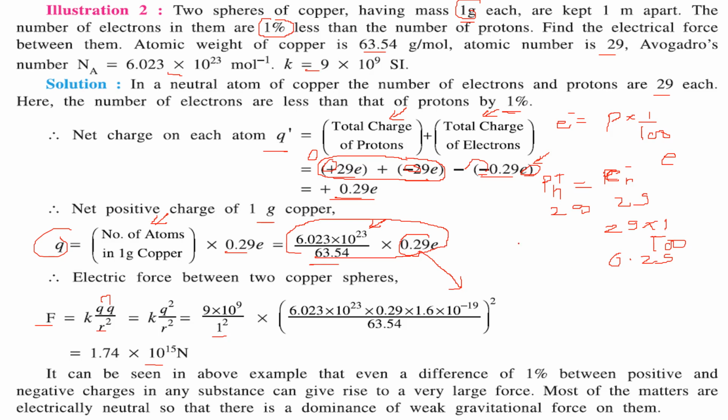So in this example, you see even a difference of 1% between the positive and negative charge on any substance will give rise to a very, very large force. And most matter in general is electrically neutral. So there is always a dominance of the weak gravitational force on them.